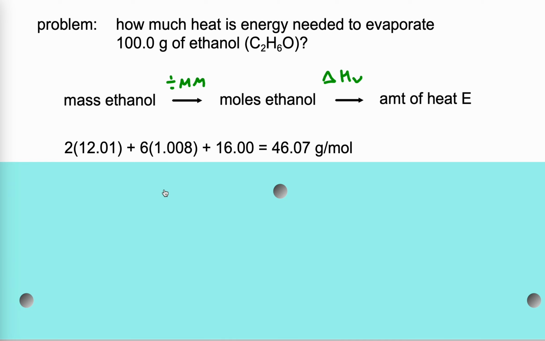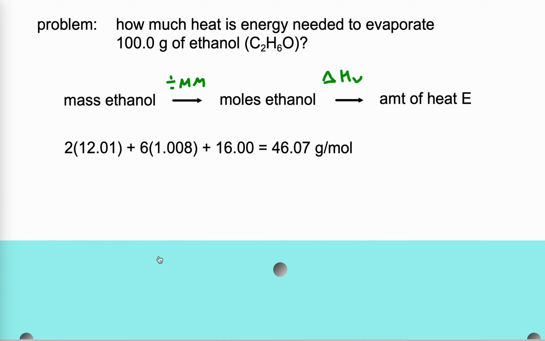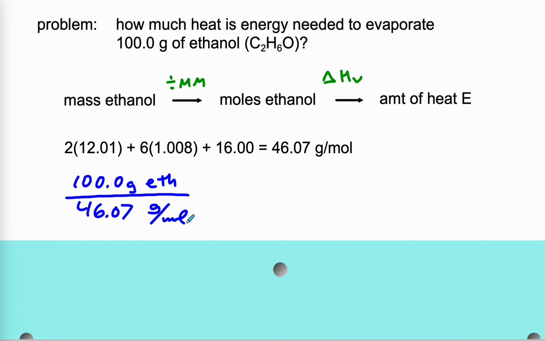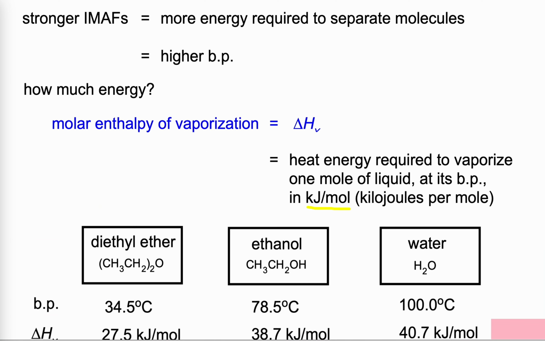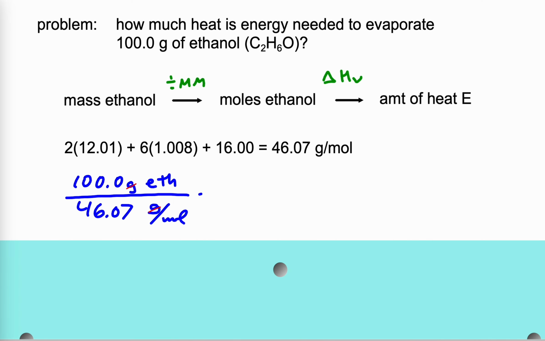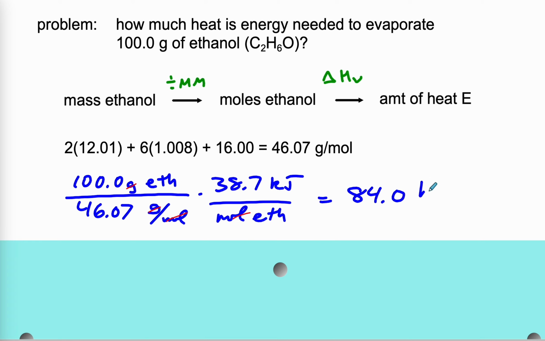Obviously, we'll begin by calculating the molar mass of ethanol, and now let's do our calculation. So we'll start with 100.0 grams of ethanol, divide that by the molar mass, 46.07 grams per mole, so that grams cancel and we're left with moles. And then we'll simply multiply by the molar enthalpy of vaporization, which once again is 38.7 kilojoules per mole of ethanol. Moles of ethanol cancel, and we are left with a value of 84.0 kilojoules of energy. So if I wanted to evaporate 100 grams of ethanol, it would take 84.0 kilojoules.